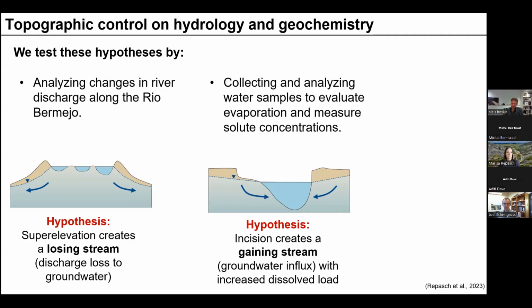And the second thing we're going to do is look at the geochemistry of river water. We'll collect and analyze water samples, and we'll look for evidence of this groundwater influx, which we expect should have an increase in the solute flux in the river. And we could also look to see if there's any evaporation, because if we see downstream losses in discharge, some of that could be due to surface water moving to the groundwater, but some of that also could be due to evaporation. So I'm going to start first by looking at downstream changes in river discharge.